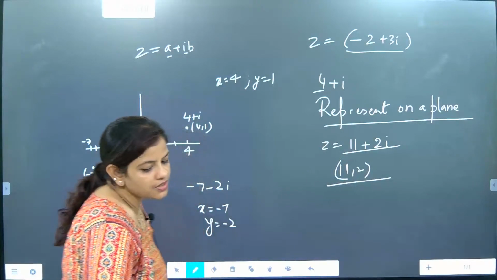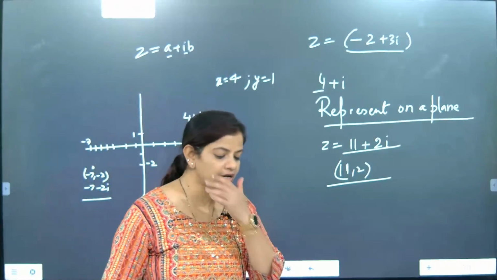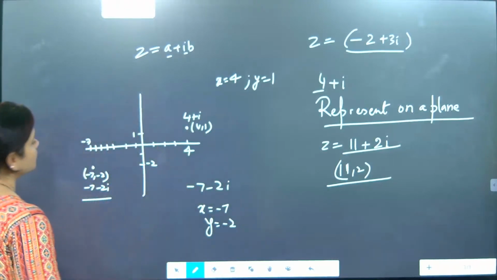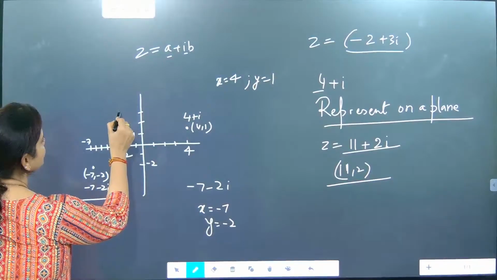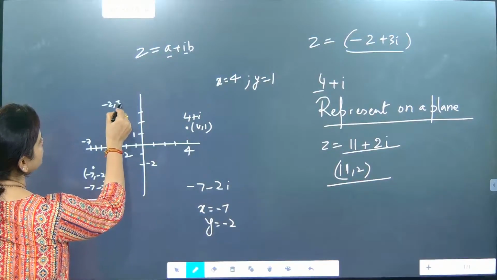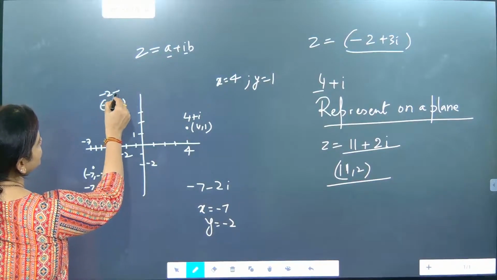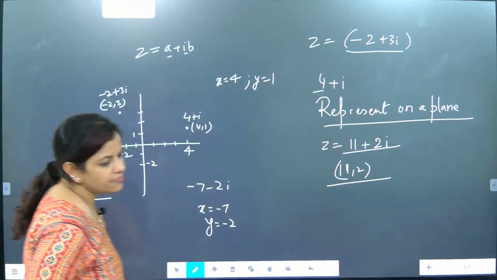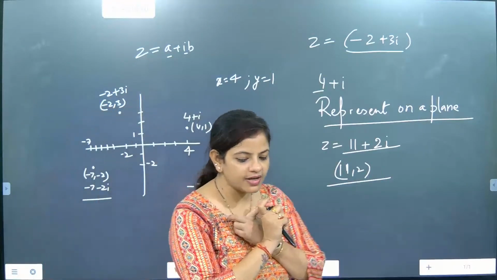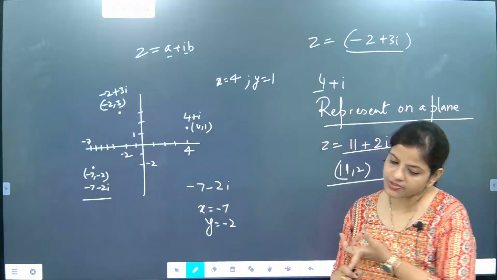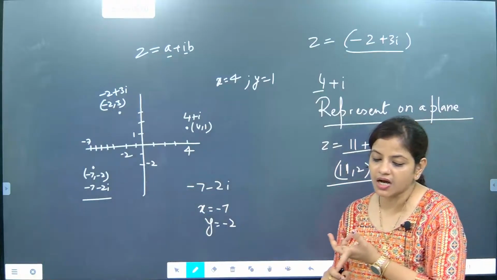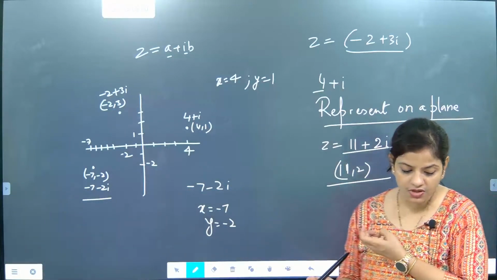Yes beta, second quadrant, absolutely correct. So here this is -2 and this is 3. We will represent this point as (-2, 3), or it is written as -2 + 3i. Always remember, whatever you are writing, take the x and y parts. Yes, second quadrant is absolutely correct, Divyansh.